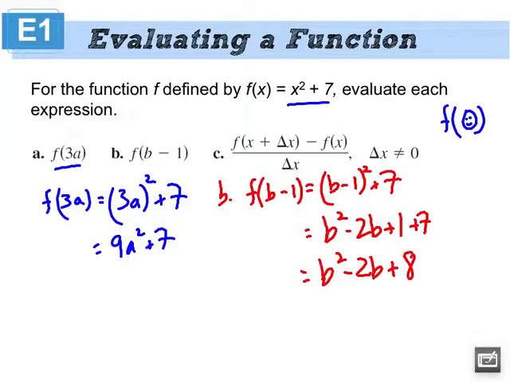Beautiful. How are we doing so far? Okay, now this is where the wheels fall off the bus.